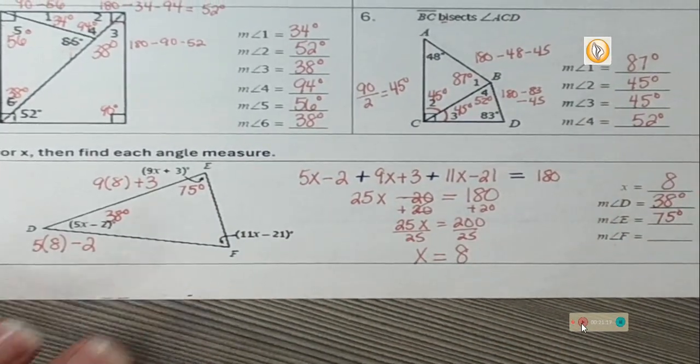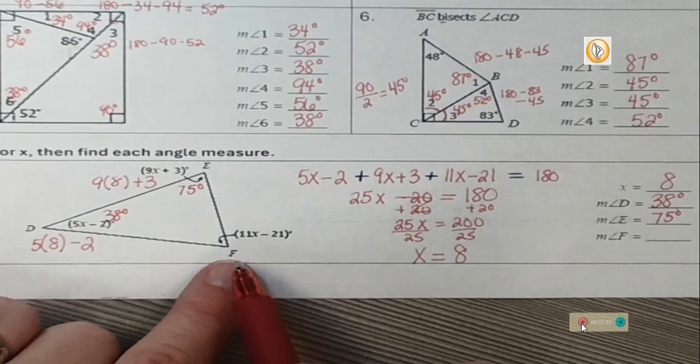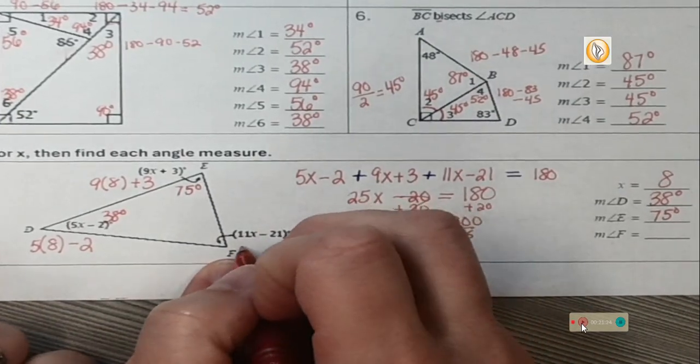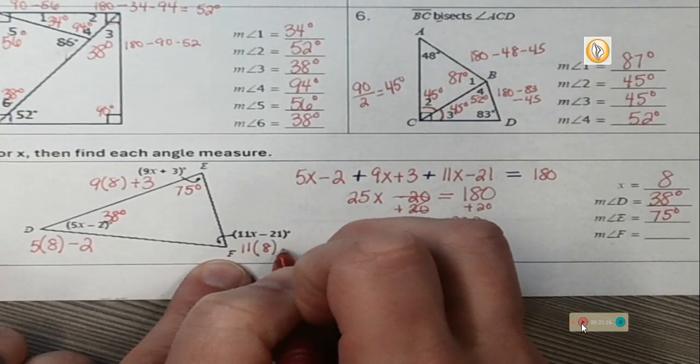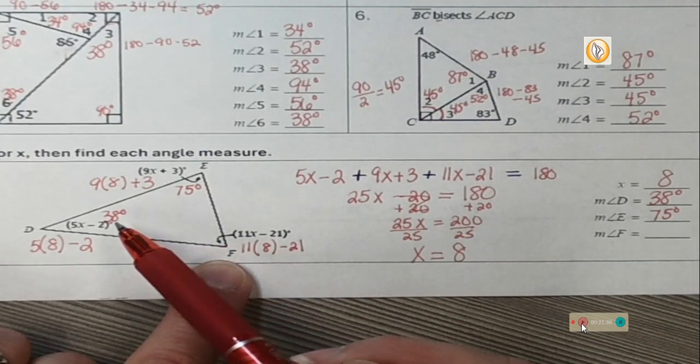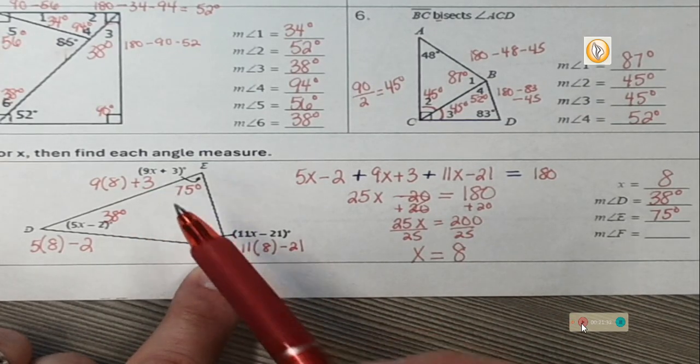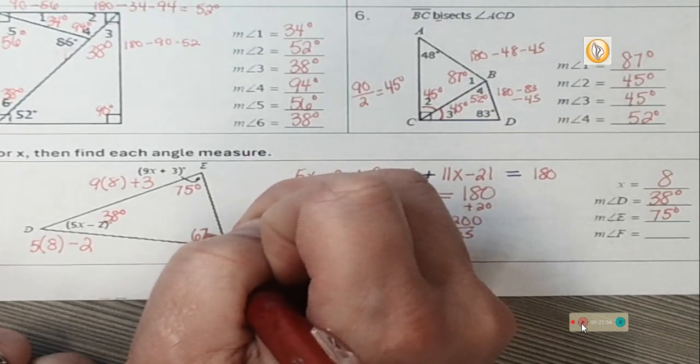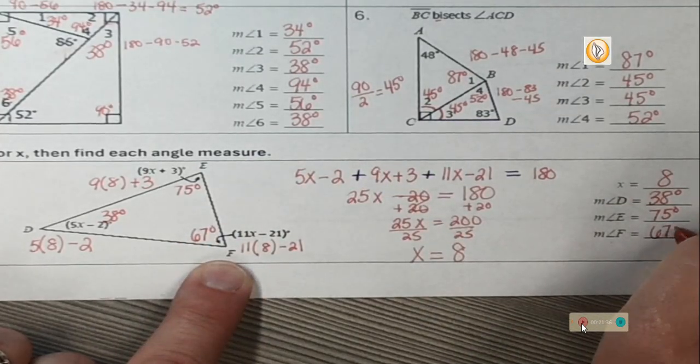All right, now there's two ways we could find angle F. To me, the easiest way, since I know it's 11x minus 21, is to take 11 times x, which is 8, minus 21. Or you could do 180 minus 38 minus 75, but either way, you should get 67 degrees.